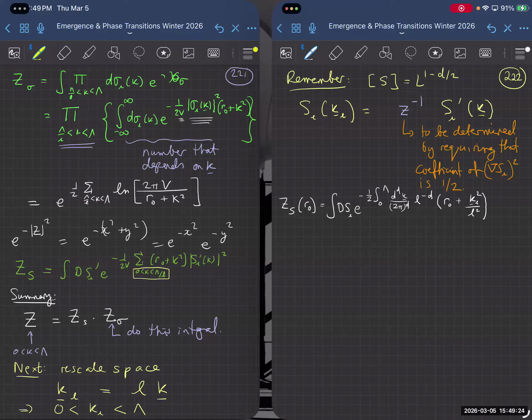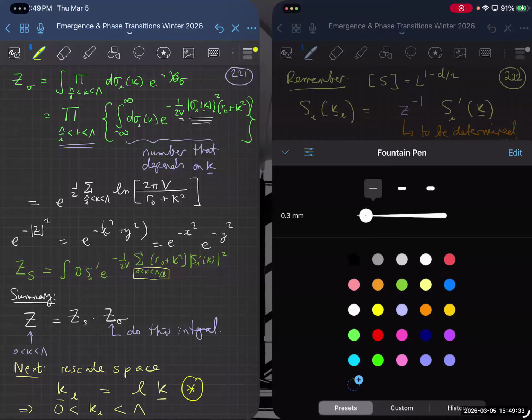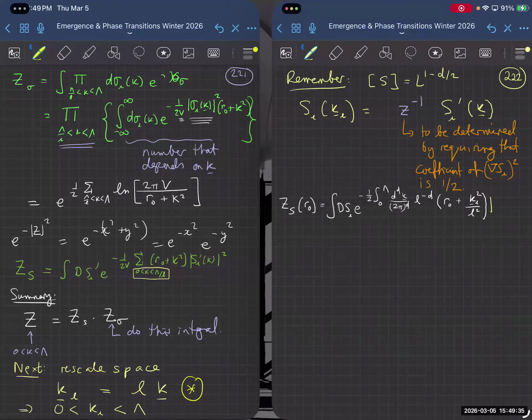Where does that come from? Well, that is because K is KL over L. And then my variable of integration is SL of KL, absolute value squared. And then it is multiplied by its renormalization factor, which is Z squared. So S prime is equal to Z times S, and I've substituted that in.